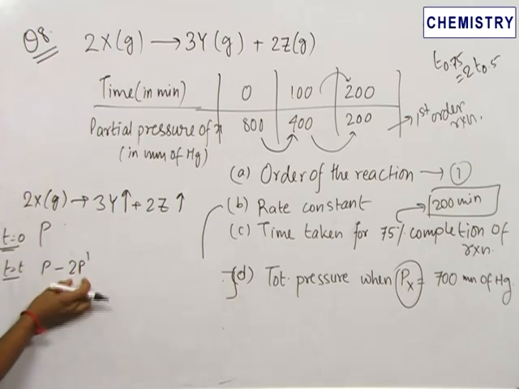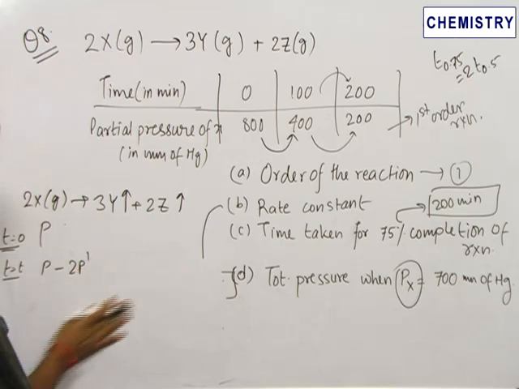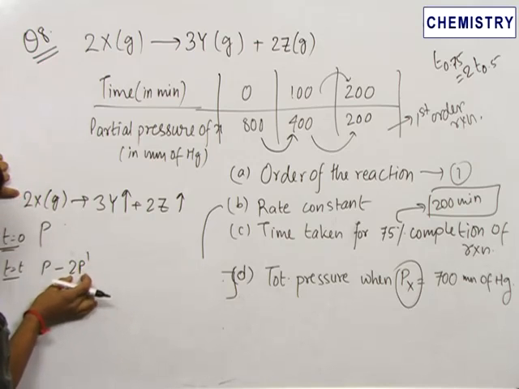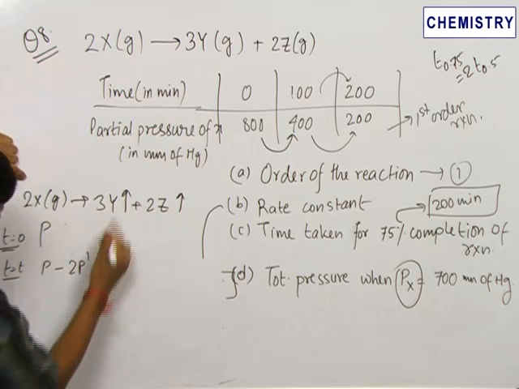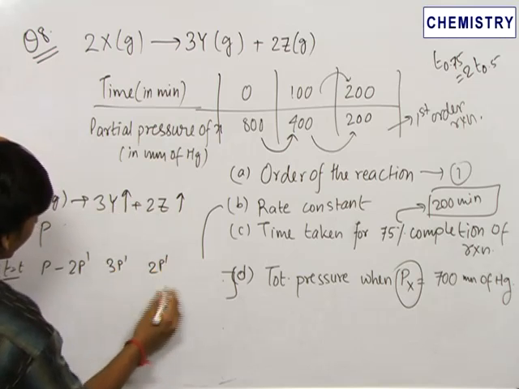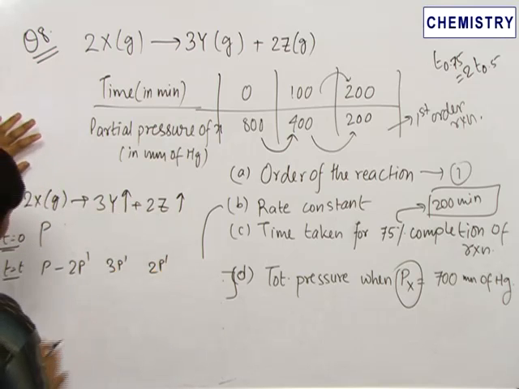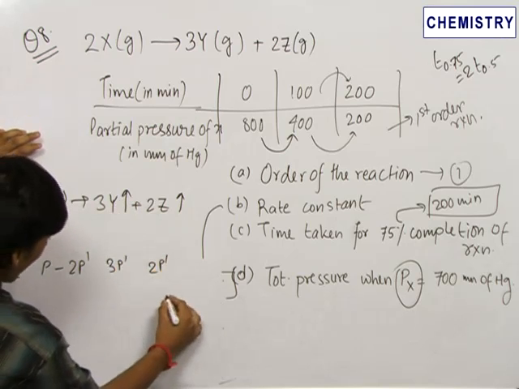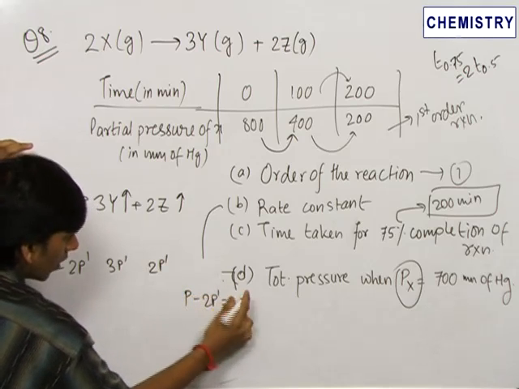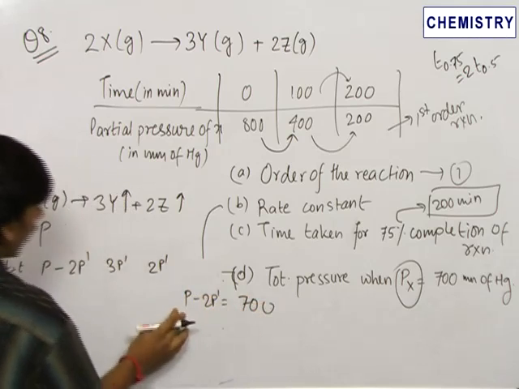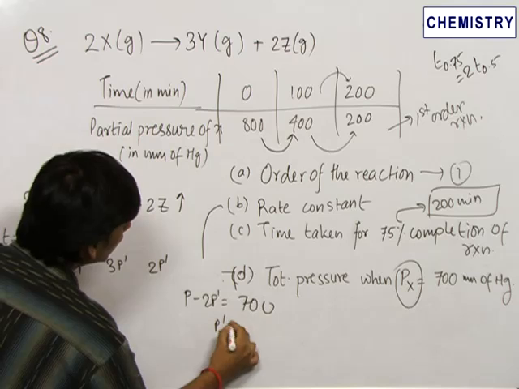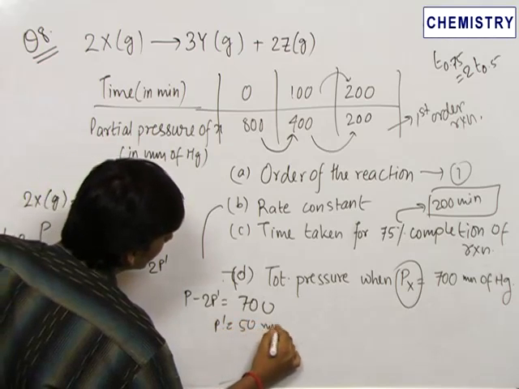I have taken this 2P dash because it will be convenient to write the others, since the coefficient of this is 2. Therefore 2 moles of X when decomposed, it will give 3 moles of Y. Therefore the pressure here will be 3P dash and here it will be 2P dash again. So now we know that P minus 2P dash is equal to 700. We already knew that P was initially 800. Therefore P dash is equal to 50 millimeters of Hg.